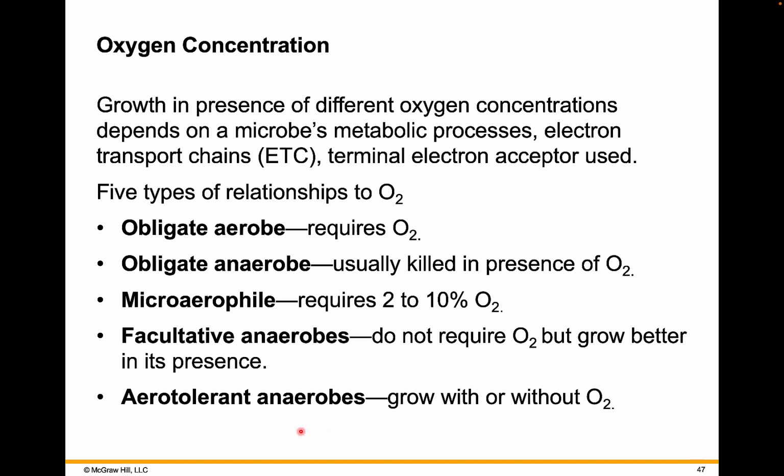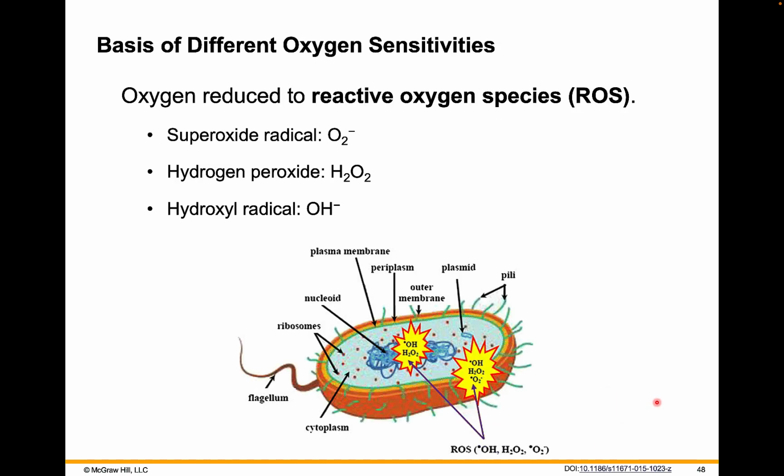On the other hand, the aerotolerant anaerobes grow with or without oxygen, and their growth doesn't necessarily get better in the presence of oxygen. So even if oxygen is present in the environment, aerotolerant anaerobes do not use it. This is the difference between the two. Facultative anaerobes will use oxygen if present, whereas aerotolerant anaerobes will not use oxygen even if it is present.